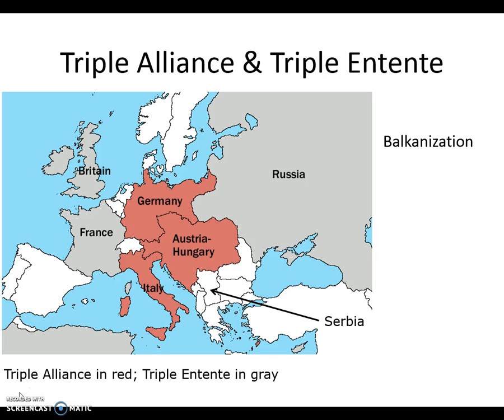The A in MAIN stands for alliances, and those were the two main alliances. You had the Triple Alliance, which was Austria, Germany, and Italy, here in red, and then you have the Triple Entente, which is England, or Great Britain on this map, France, and Russia. You can see these guys were kind of in the middle, and then they have them surrounded. So those are the big alliances.